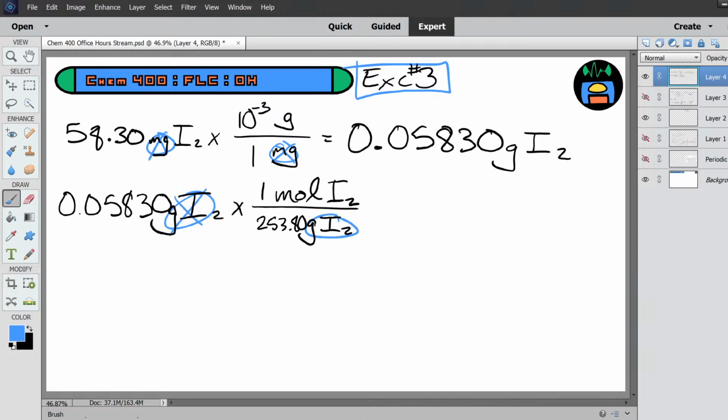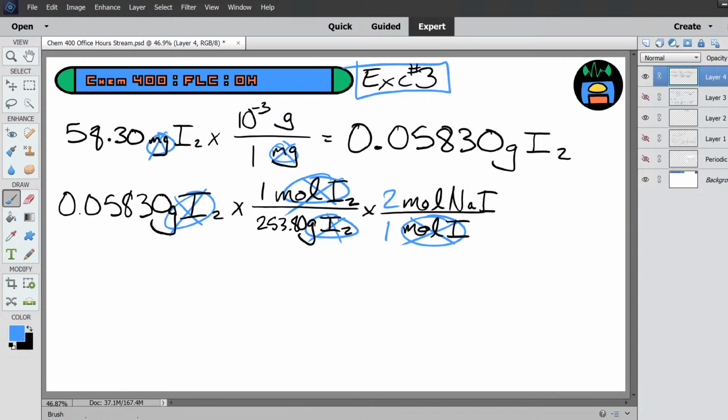Grams of I2 cancels. Next, we're going to convert from moles of iodine to moles of sodium iodide, because that is what we needed to solve for our volume. And this we get from the balanced chemical equation. If 1 mole of iodine is produced, that means 2 moles of sodium iodide reacted. And so now we're ready to crunch our numbers.